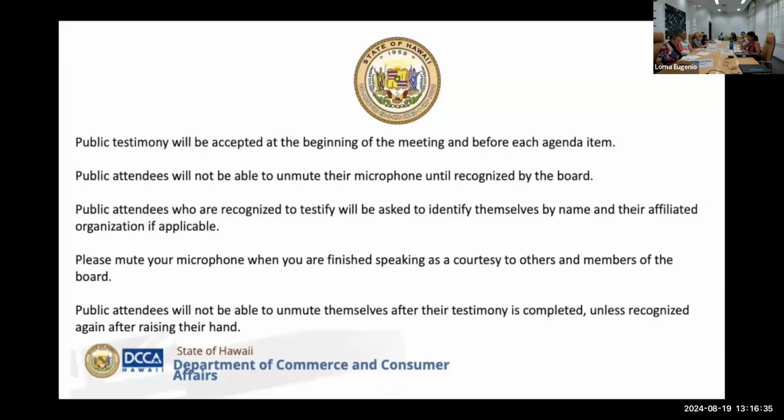Again, public testimony will be accepted at the beginning of the meeting and before each agenda item. Public attendees will not be able to unmute their microphone until recognized by the board. Public attendees who are recognized to testify will be asked to identify themselves by name and their affiliated organization if applicable. Please mute your microphone when you are finished speaking as a courtesy to others and members of the board. Public attendees will not be able to unmute themselves after the testimony is completed unless recognized again after raising their hand.